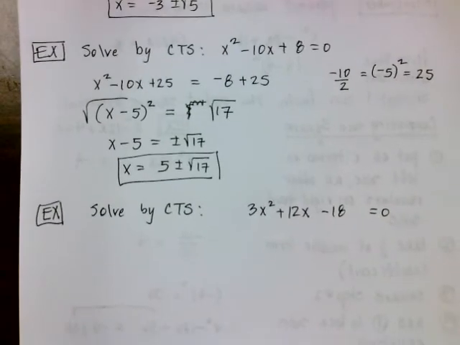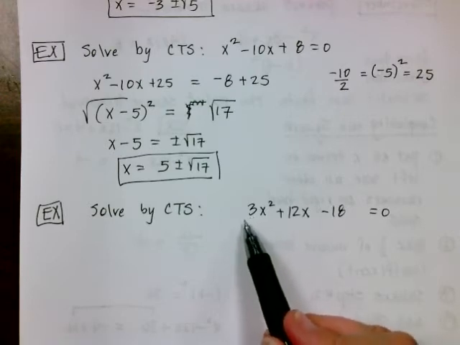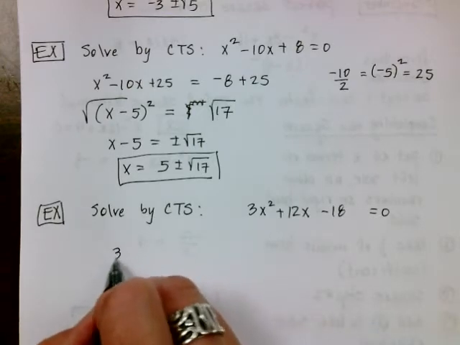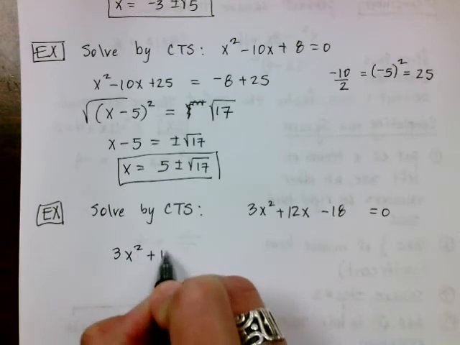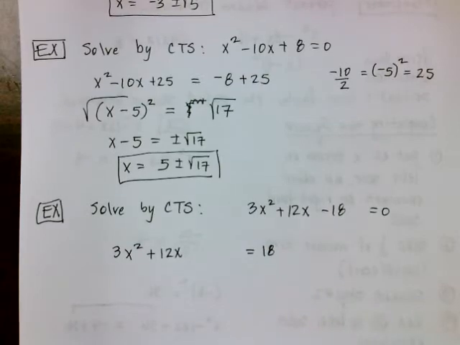And if you'll notice, this one is a little bit different because now my leading coefficient is not 1. So that changes what we do slightly, but the overall process is the same. So first I'm going to take the 18 to the other side. I leave some space, equals a positive 18.